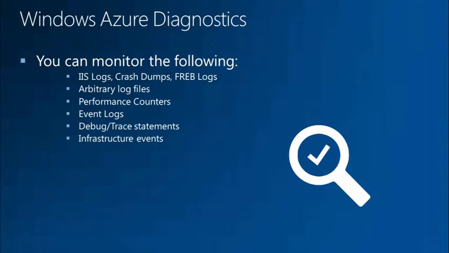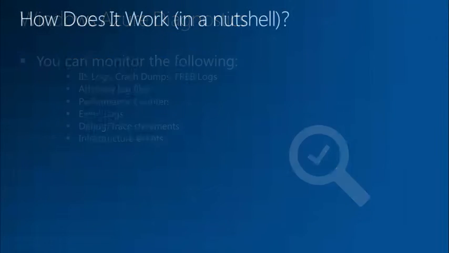So here are the things that you can monitor: IIS logs, crash dumps, performance counters, event logs, debug trace statements, and infrastructure events. So it's a pretty robust, verbose logging system if you get all those things turned on and you have access to all that data.